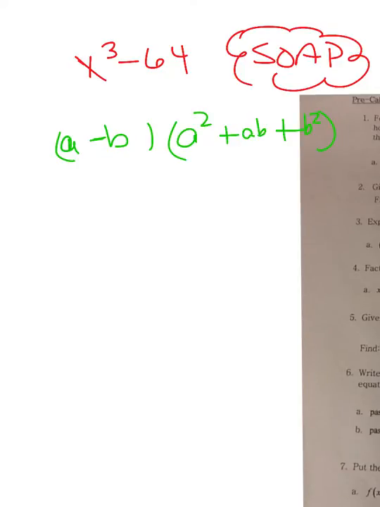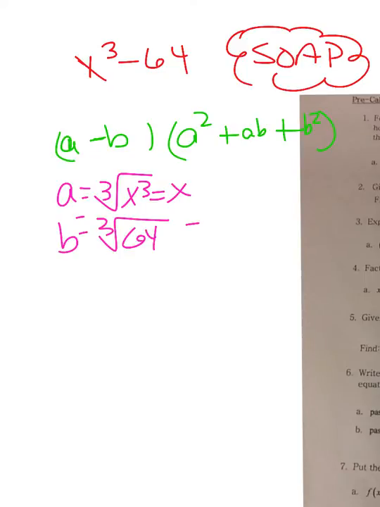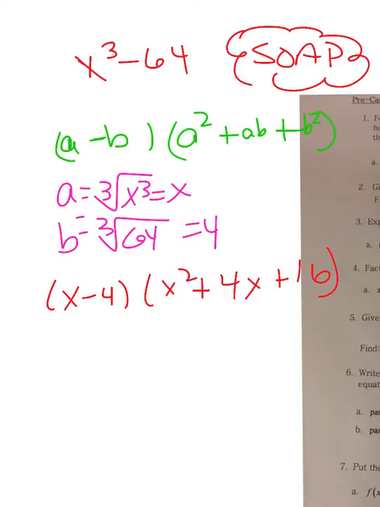So now we need our A and our B. So A is the cube root of x to the third, which is x. B is equal to the cube root of 64, which is 4. Once you have that, it's just plugging it in. So it's x minus 4 times x squared plus 4 times x is 4x, and then 4 squared is 16. Okay, so let's take a look at part B, sorry.